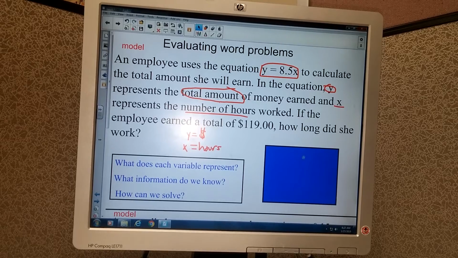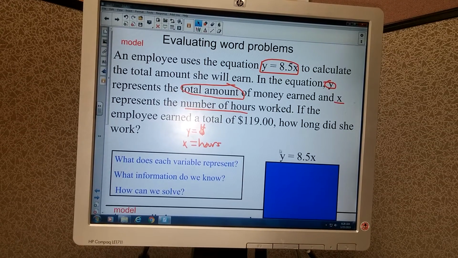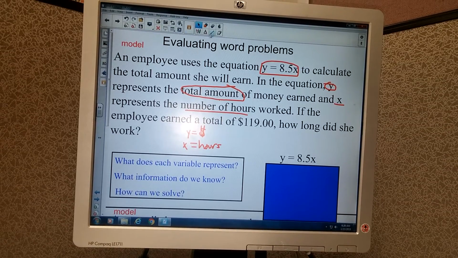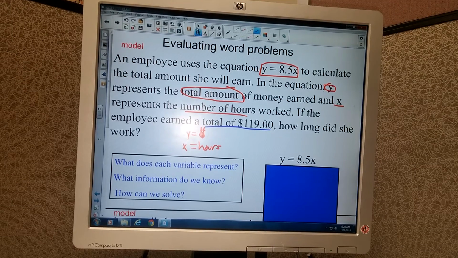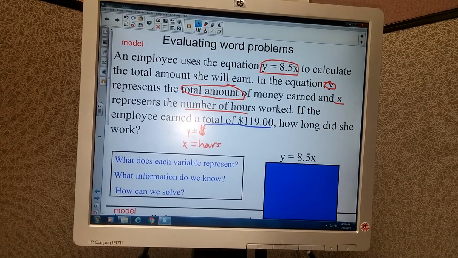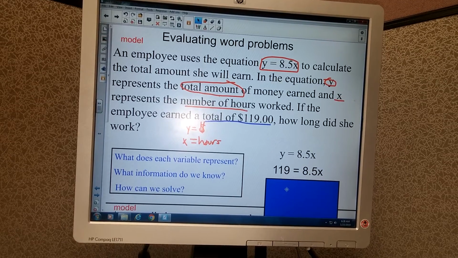So we have this equation, y equals 8.5x. We know that y is the total amount of money and x is the number of hours. Well, in the problem, it tells us right here that they earned a total of $119, which is the variable y. So we are just going to substitute in that 119 for y.